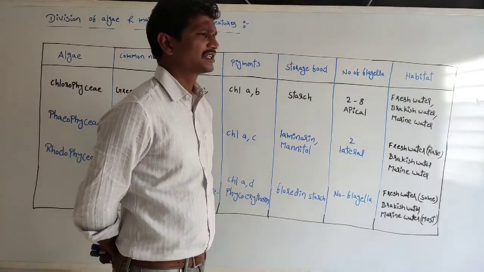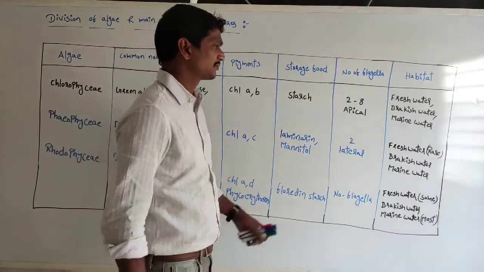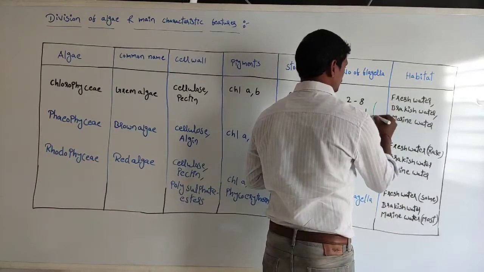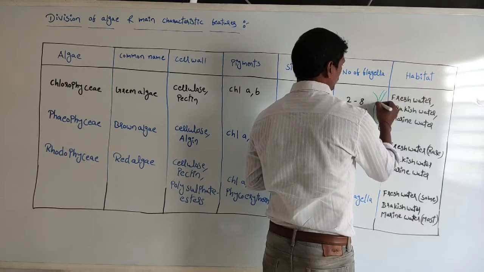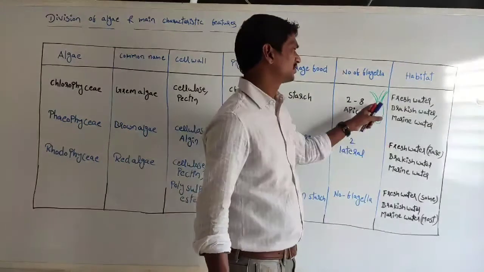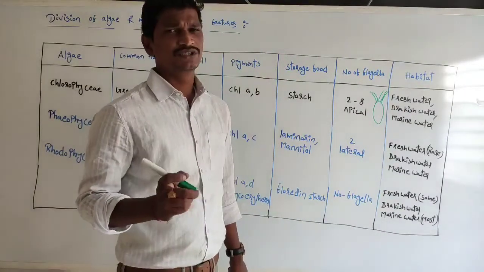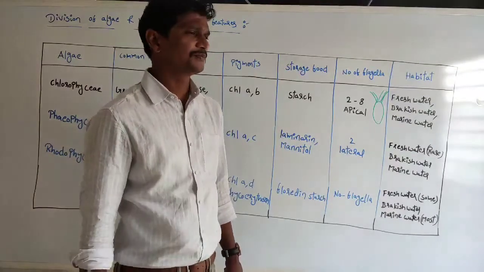The number of flagella here is 2 to 8 flagella, present at the apical position. Apical position means, suppose this is a gamete or spore, exactly at the upper position a group of flagella are present. This position is called the apical position. The number is 2 to 8 flagella.